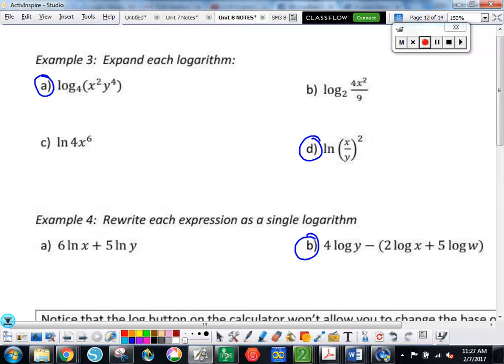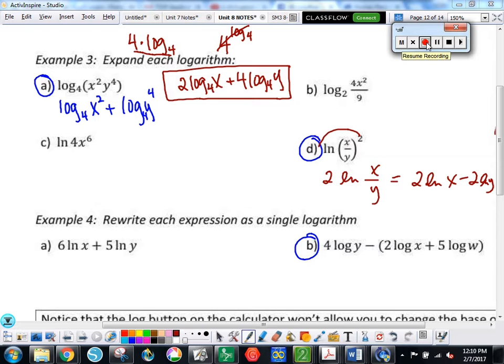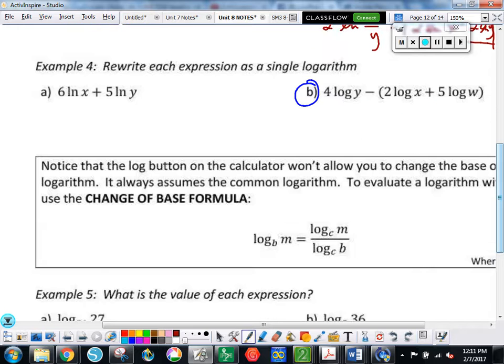Okay, this is the end of part 1. I ran out of space. It's kind of ugly, but is there anything else you can do here? Is anything canceled? No, so that's it. Okay, what about part B, down below?